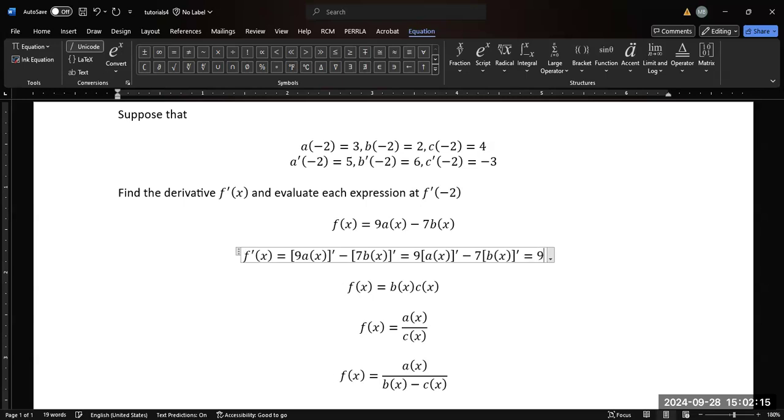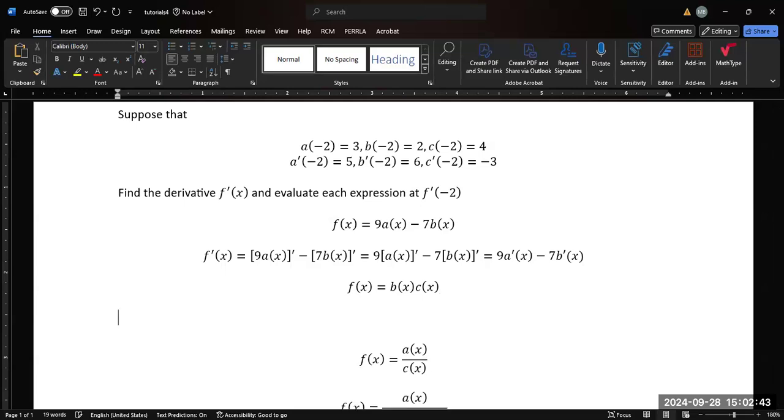So we end up with 9 a prime of x minus 7 b prime of x. Now, again, that should seem like it's obvious, and I didn't need to show that many steps. And normally, if I was writing this out myself, I would go straight to the answer. But again, that's the thought process that we have to keep in mind.